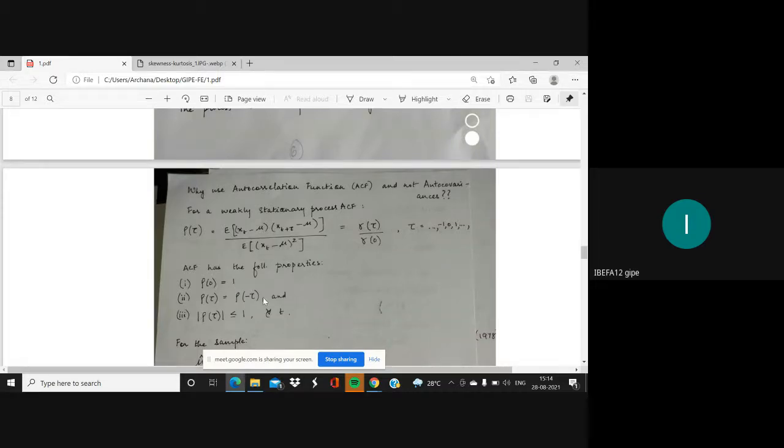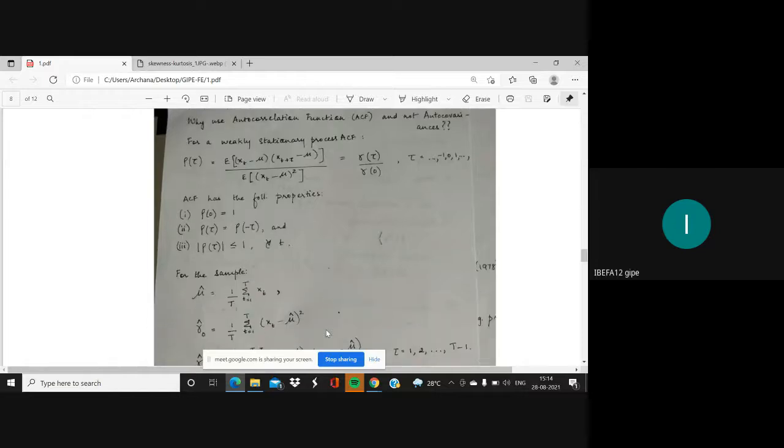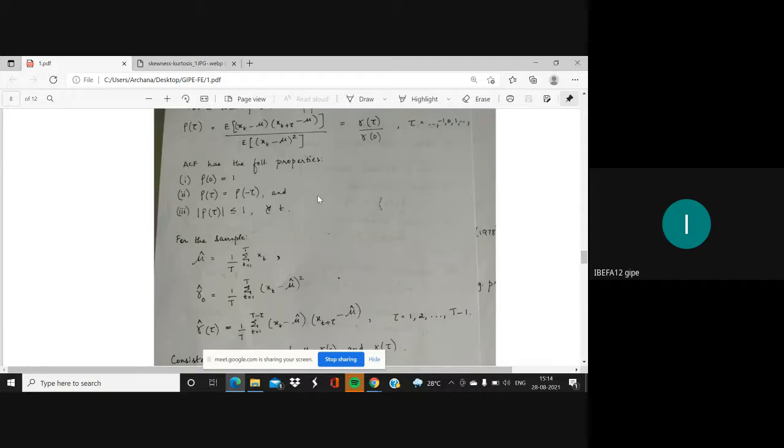Then this function is also symmetric. So whether you're using leads or lags, the function will be symmetric. You'll get the same value of the autocorrelation function. Then this autocorrelation coefficient is bounded between the values of -1 and +1 for all time or for all the observations. Any doubts regarding this? Anything that you haven't understood? Okay, so we'll move on.